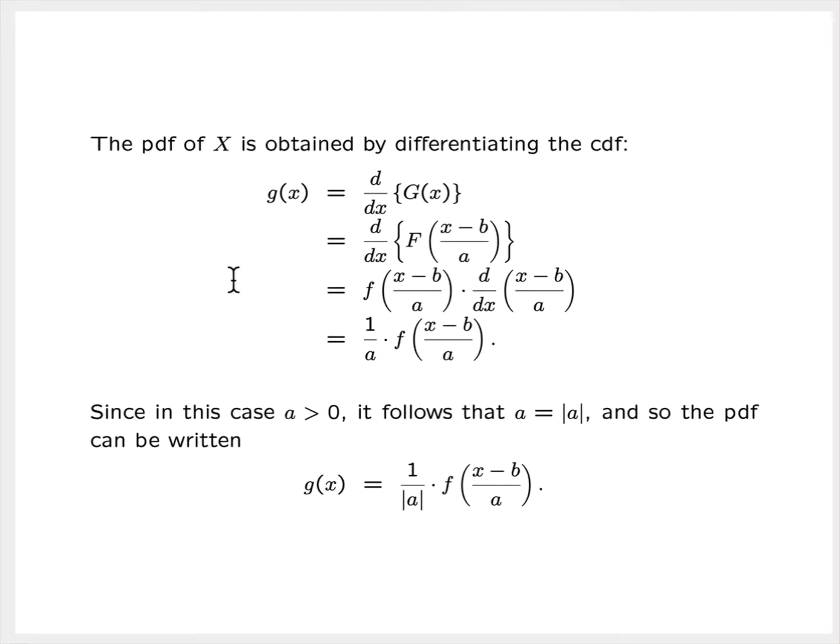So the PDF of x can be expressed in terms of the PDF of z in this way. In this case, you'll remember that a is positive, and so it follows that a is equal to its absolute value. And so we can write the PDF of x in this way: g of x is equal to 1 over the absolute value of a times the PDF of z evaluated at x minus b over a.